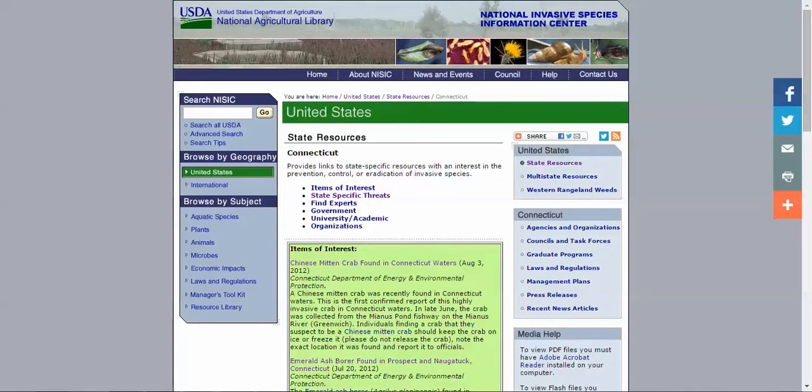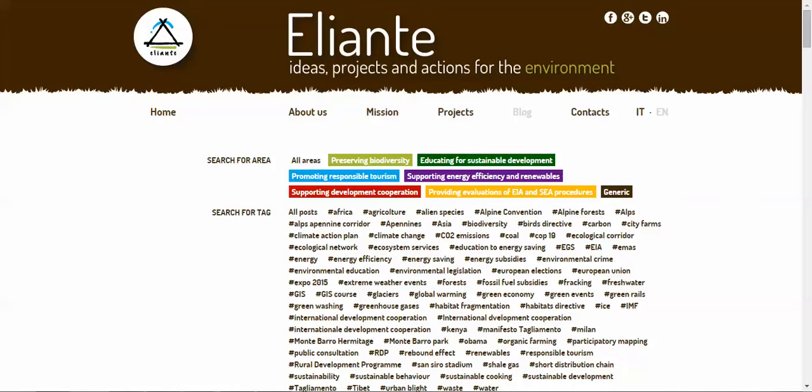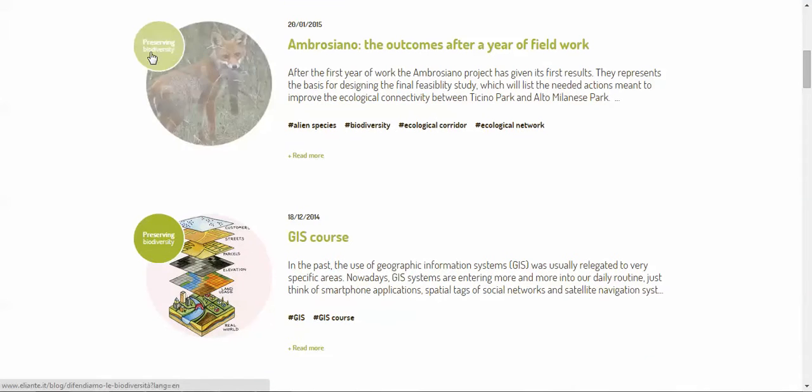Next is a Preserving Biodiversity blog. I liked this blog because at the top of the page there are several hashtags like you would see on Twitter, and the students can click on them and see blogs that are specific to that topic. For example, clicking on Preserving Biodiversity, if you go down, this little green circle on the picture shows that this article talks about preserving biodiversity. So this will let every student find a topic that interests them.